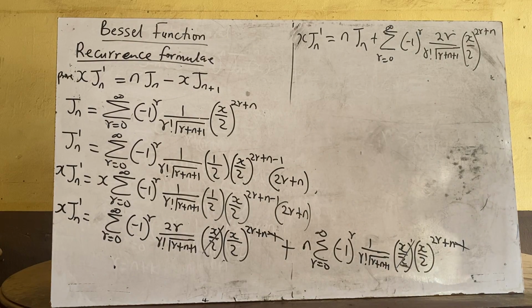Okay? So we're looking for the gamma function of n plus 1. So how do we get that now?